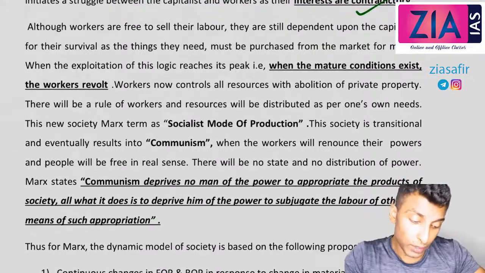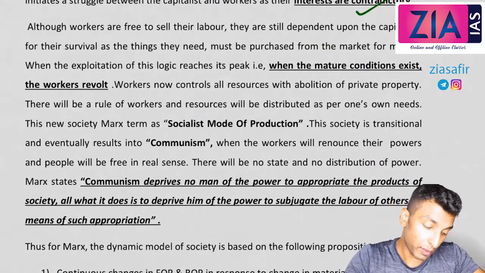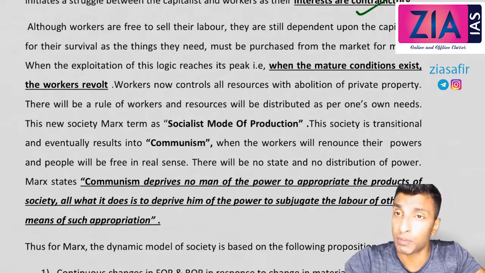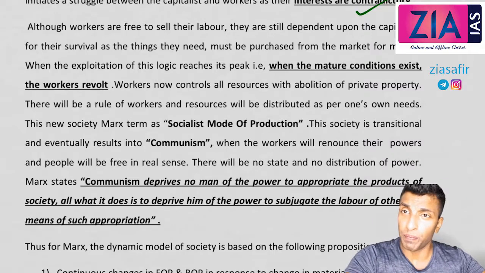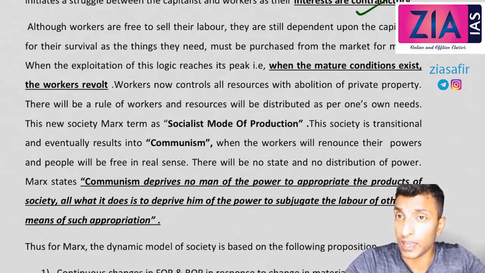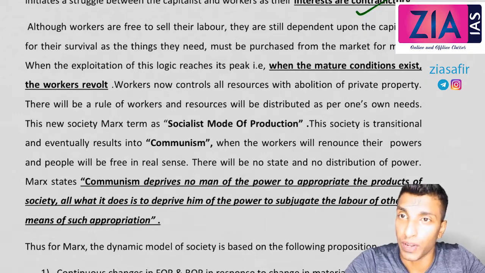Although workers are free to sell their labor, they are still dependent upon the capitalist for their survival, as the things they need must be purchased from the market by paying money. Okay, so you cannot just simply sit in the home by saying that if I wish I can go and work, right? But you are forced to go out and work, otherwise you cannot survive. Nobody will produce food for you if you don't have money with you.